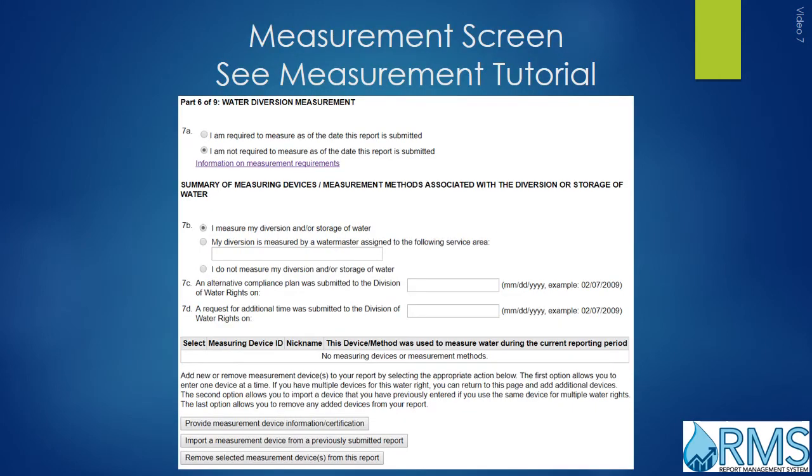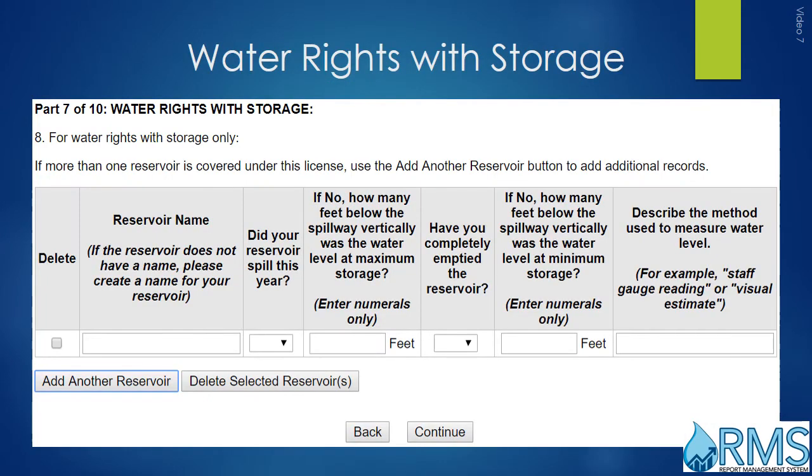The measurement screen appears after the section on transfers and water supply contracts. This tutorial does not cover the measurement section. Please see our measurement video tutorial for further help. Water right holders with storage should report on this page. The screen is self-explanatory. Please fill out the table accordingly.